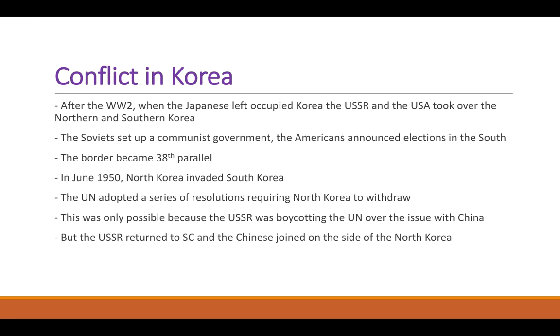the General Assembly of the United Nations made the decision to intervene to help South Korea, but the United Nations troops were led by the American General Douglas MacArthur. So many claim that it was just a tool in the hands of the United States of America. USSR soon returned to the Security Council, and the Chinese joined on the side of the North Korea. So USSR and China became actively involved in supporting North Korea during the Korean War.